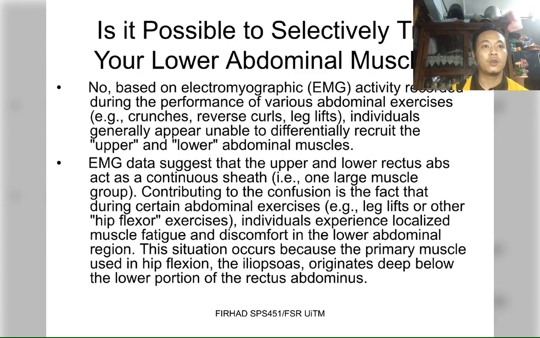This situation occurs because the primary muscle used in hip flexion is iliopsoas, which originates deep below the lower portion of the rectus abdominis, lower abs awak. Maksud dia, muscle yang awak train sebenarnya adalah iliopsoas. Dia berada di bawah lower abs awak. So, bila dia paling dekat, sebab tu awak rasa macam lower abs awak yang train.